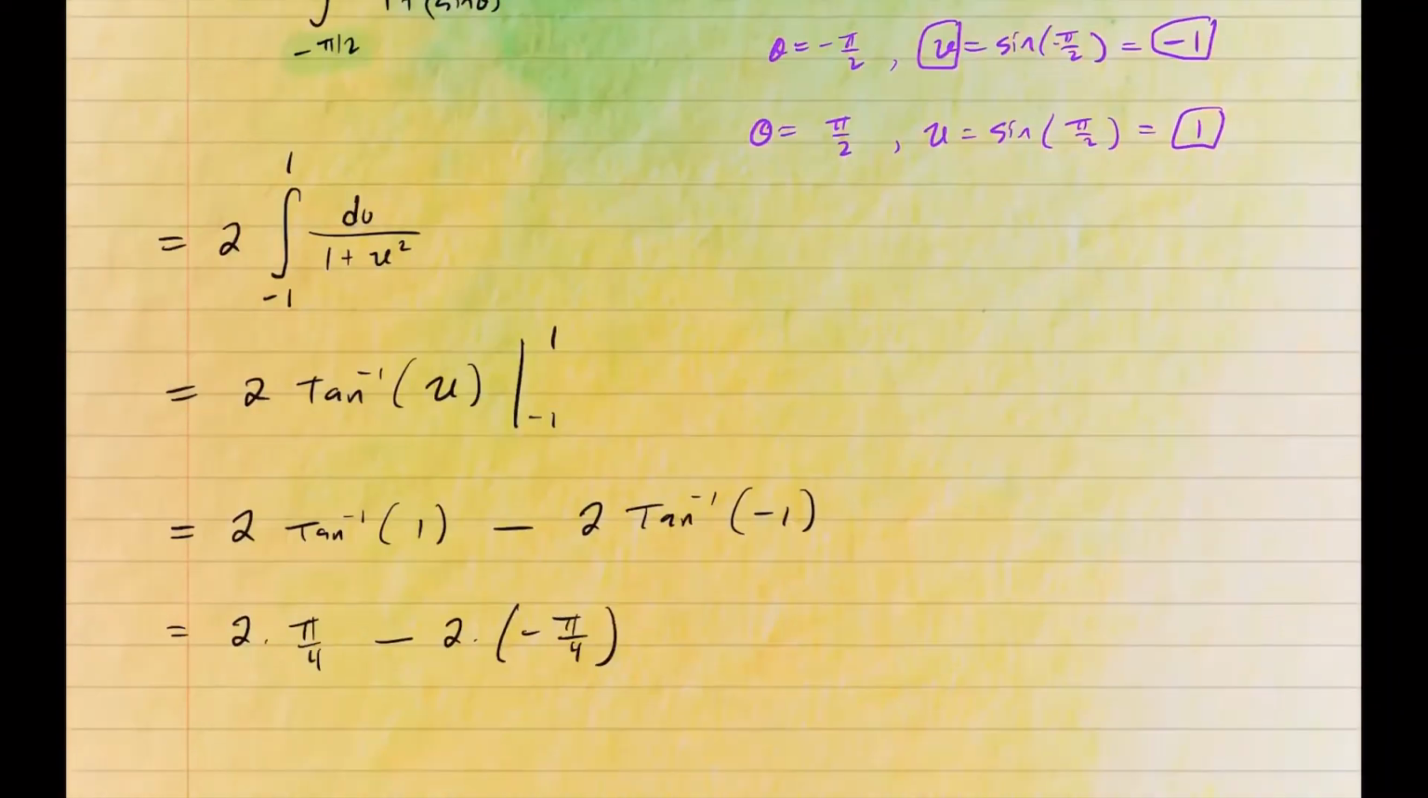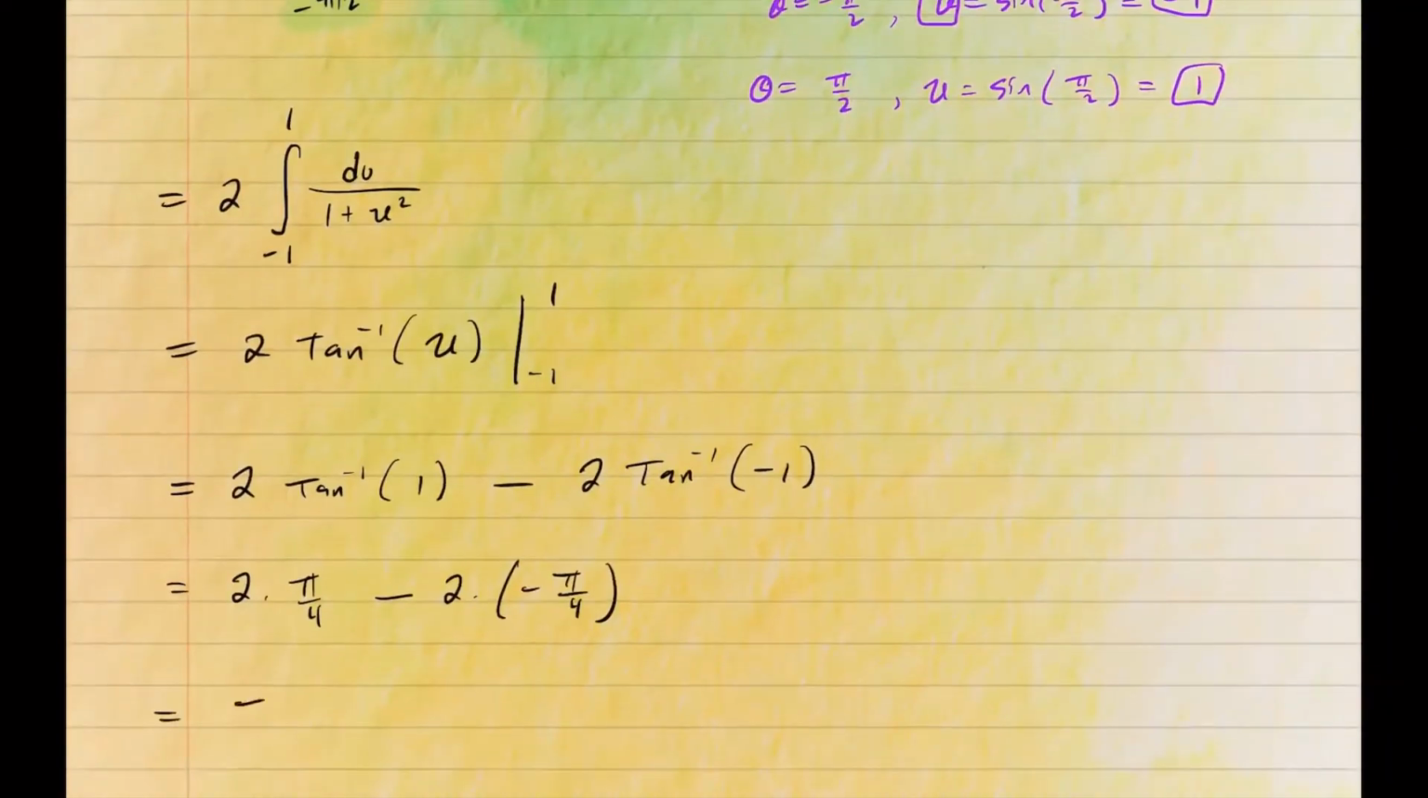And then we simplify these answers algebraically. This is pi over 2 plus pi over 2, and that will simply give us 2 pi over 2, which is pi. So that's our answer to this integral.